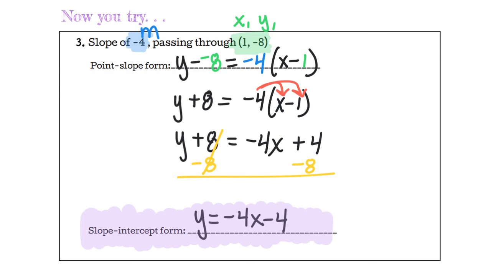All right, check it out. How'd you do? Did you first of all get the right pieces plugged into the point slope form? And then did we remember to distribute the -4 into both the x and the -1? And did we remember to subtract 8 on both sides to isolate the y and come up with a final slope-intercept form of y equals -4x minus 4?